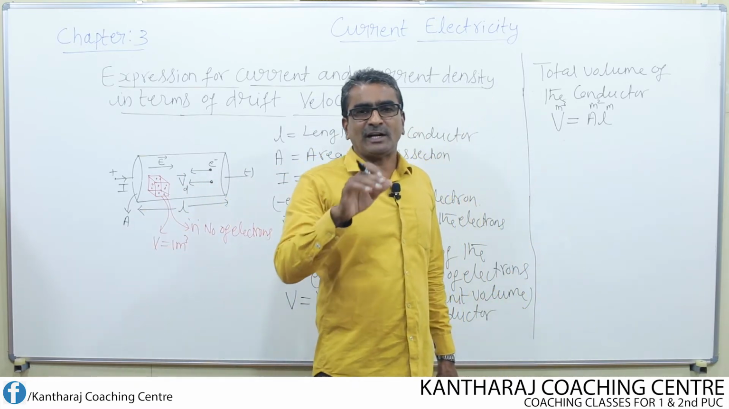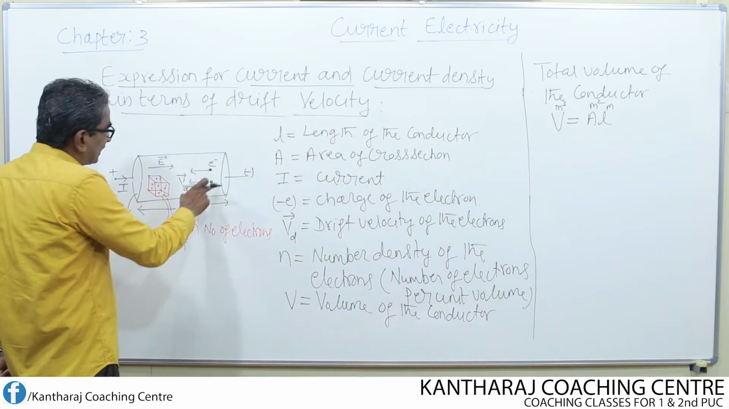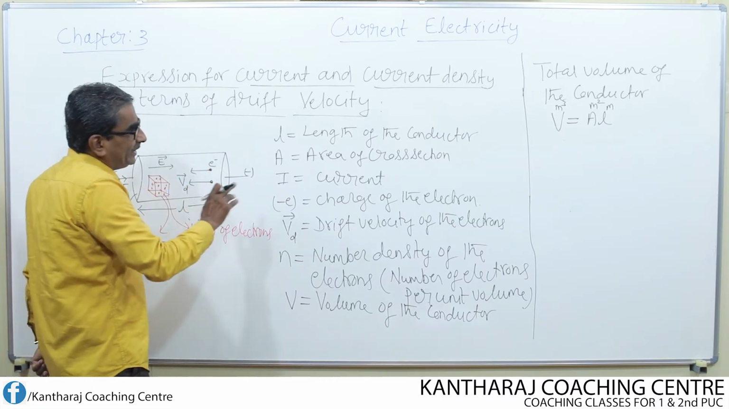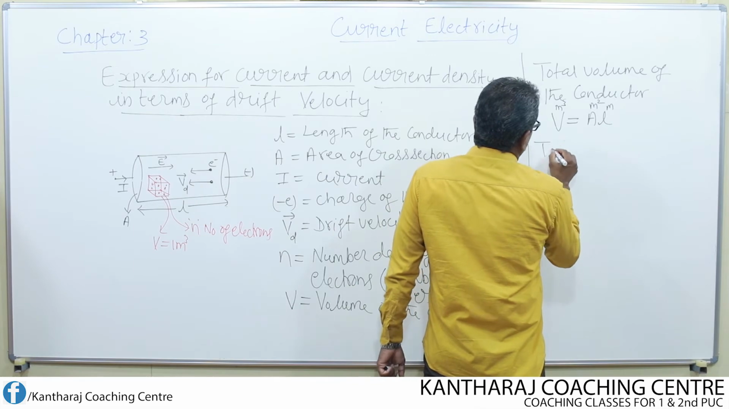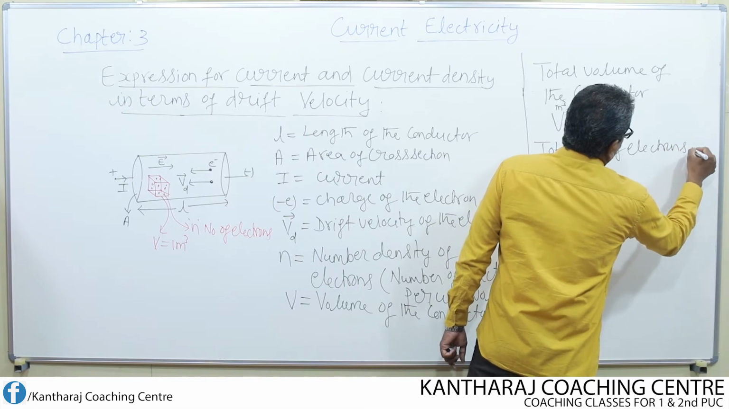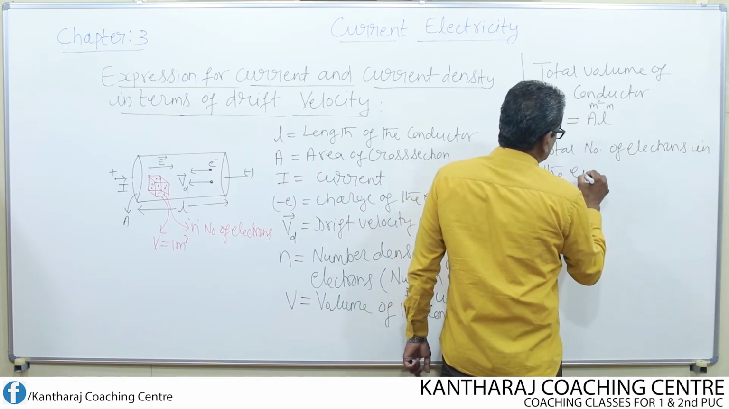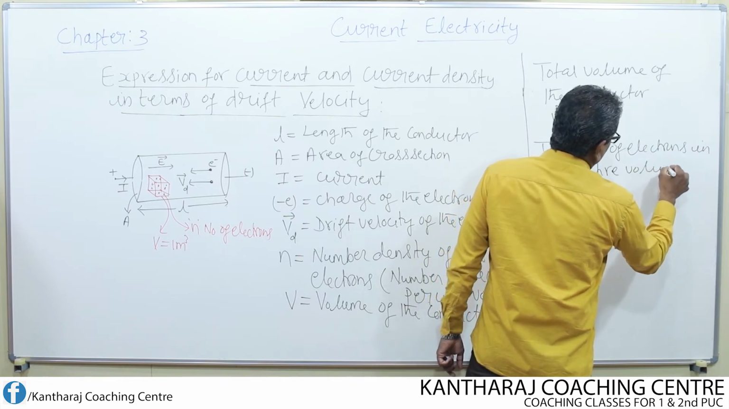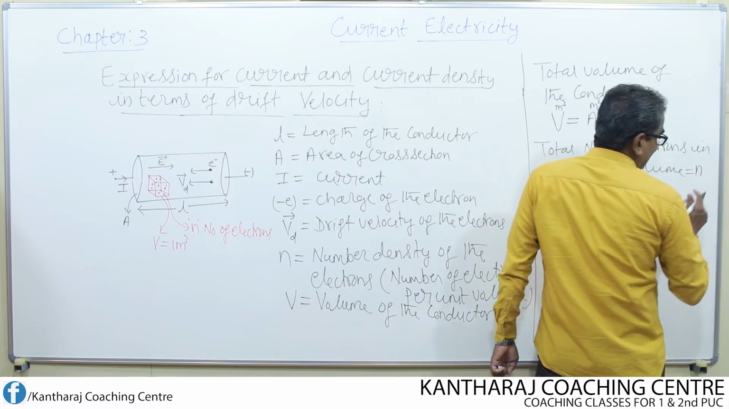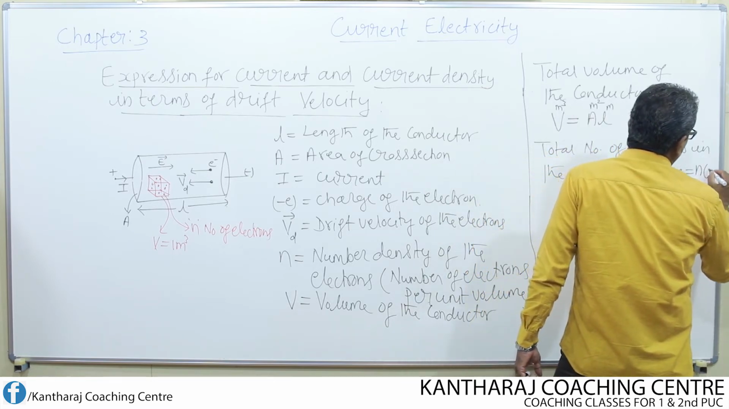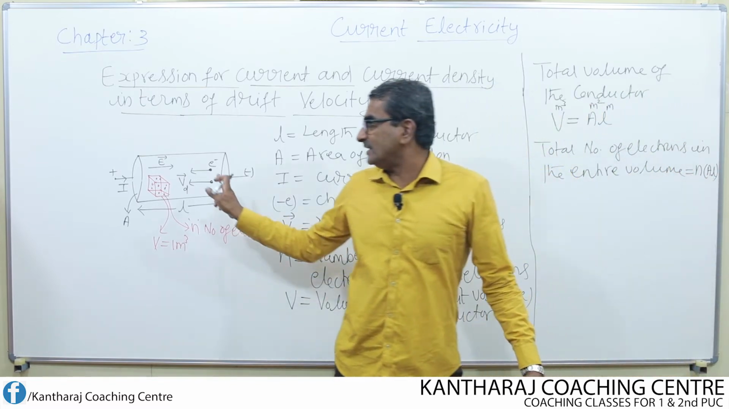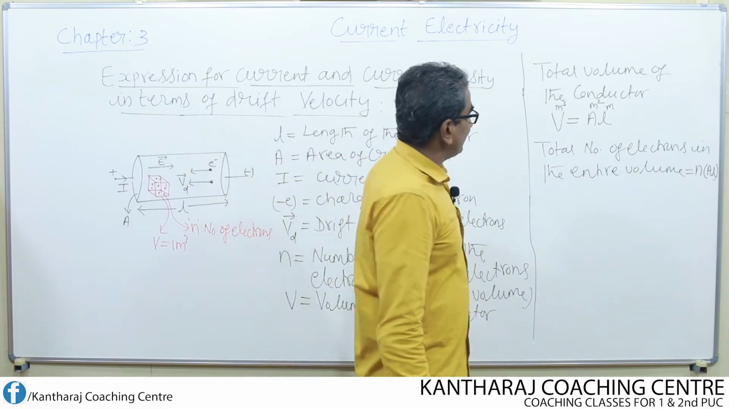Then what is the total number of electrons present in this entire volume of the conductor? In one unit volume, number of electrons is N. Then in this entire volume V, what is the total number of electrons? So total number of electrons in the entire volume of the conductor is equal to number of electrons per unit volume multiplied by total volume. What is total volume? A into L. So this number of electrons are contained in this conductor.